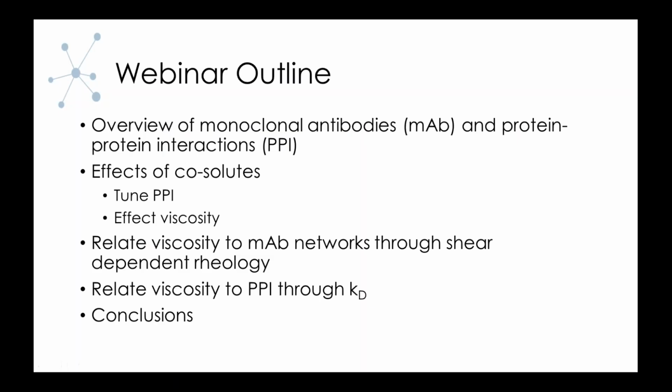So for this talk, I'm going to start by giving a brief overview of monoclonal antibodies, or what we like to call mAbs, and their protein-protein interactions, which we often refer to as PPI. From there, I'm going to talk about the addition of cosolids and how we can use those to tune these PPI, these interactions, to affect the antibody viscosities. And then finally, I'm going to relate those viscosities to the actual measurements of the interactions, as well as to possible networks in the antibody solutions.